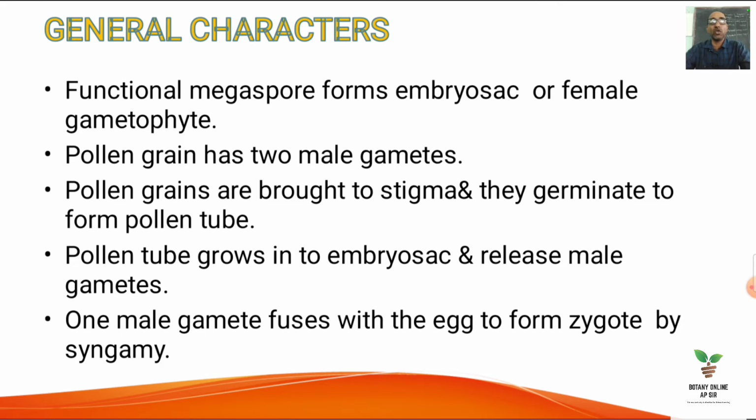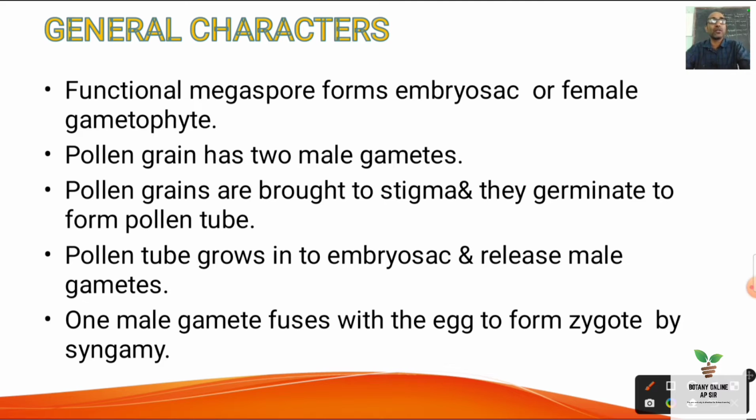Now the pollen tube grows into the embryo sac, which is present inside the megasporangium or ovule. The pollen tube grows through the style. Just remember that the carpel has 3 parts: stigma, style and ovary. Inside the ovary, the ovule is present, and the ovule is the megasporangium. So the pollen grain germinates to form a pollen tube, and that pollen tube passes through the style and reaches the embryo sac. And you know that the pollen grain has two male gametes, and thus it releases those two male gametes into the embryo sac.